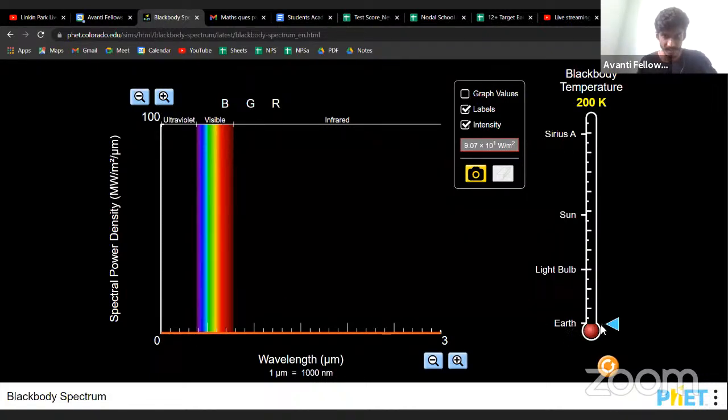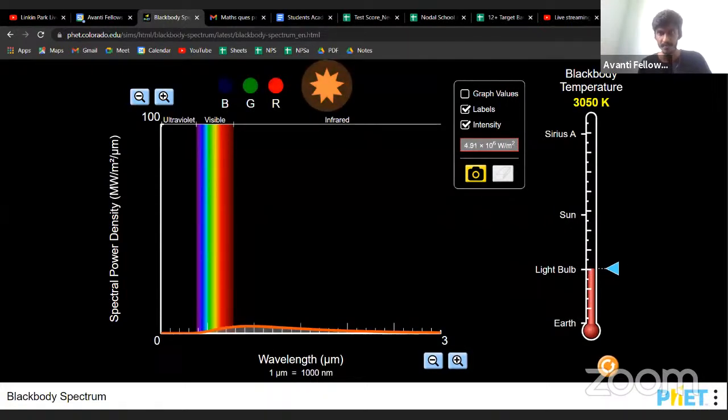There is no curve. But as I increase the temperature a little bit, now notice I'm increasing the temperature to 700 Kelvin. I slowly increase to a light bulb. When you come to the temperature of a light bulb, 3050 Kelvin, you can see there is some amount of light getting emitted. And where is the most amount of light? Most of the light is in the infrared region, right?